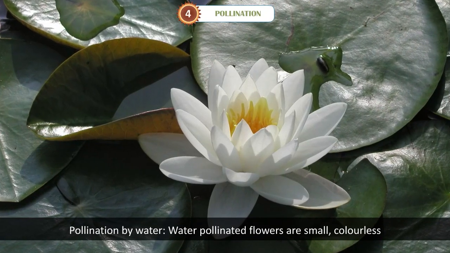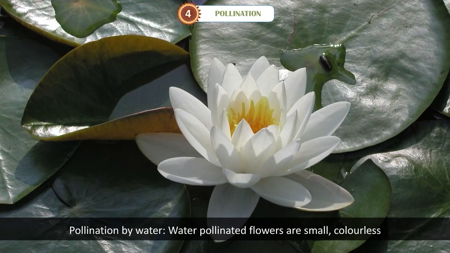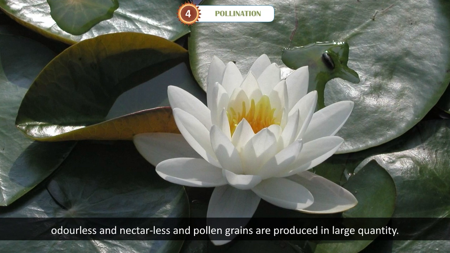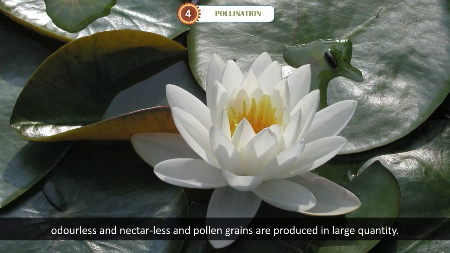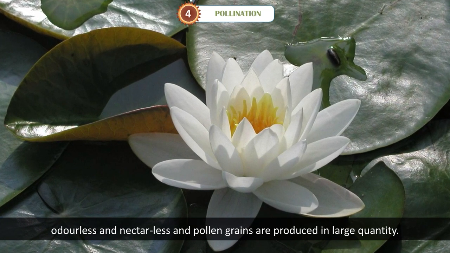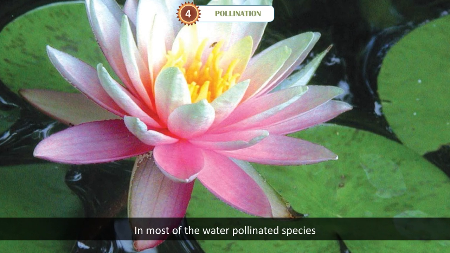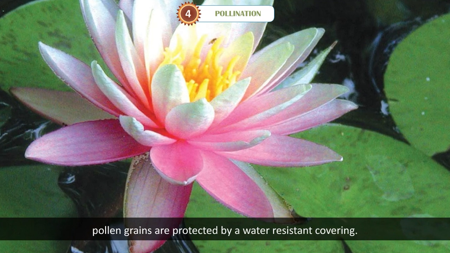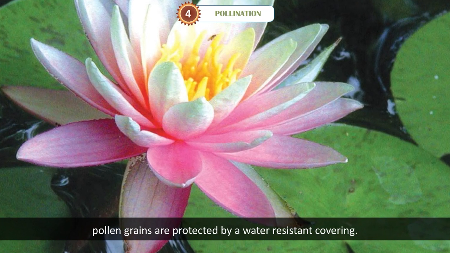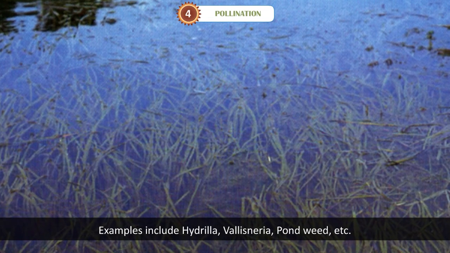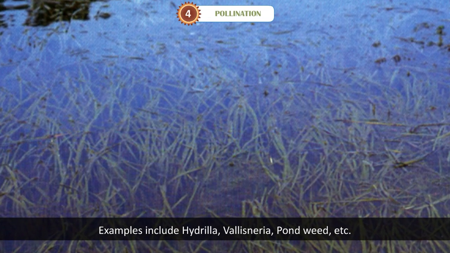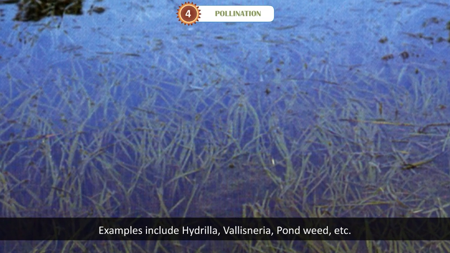Pollination by water. Water-pollinated flowers are small, colorless, odorless and nectarless, and pollen grains are produced in large quantity. In most of the water-pollinated species, pollen grains are protected by a water-resistant covering. Examples include Hydrilla, Vallisneria, pondweed, etc.